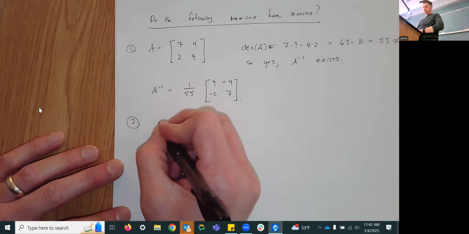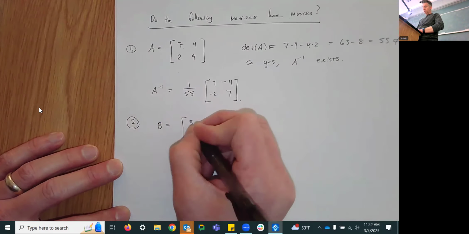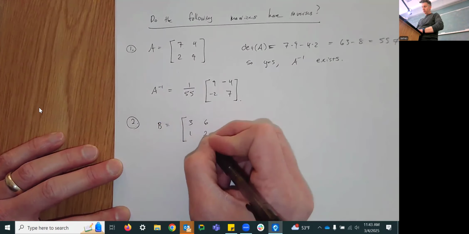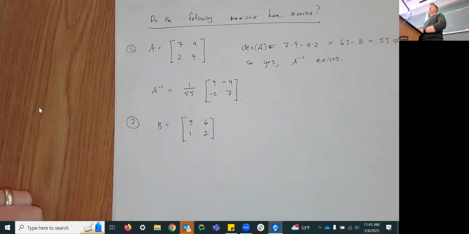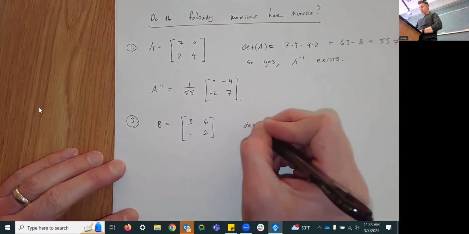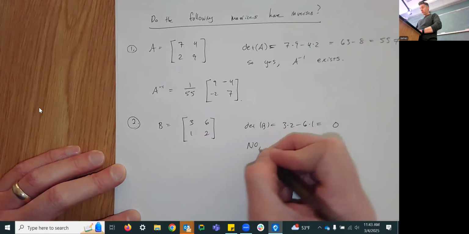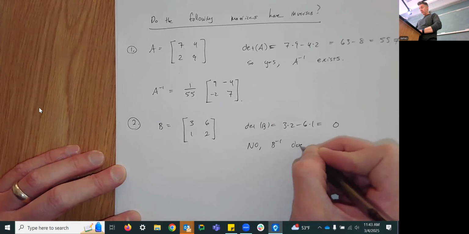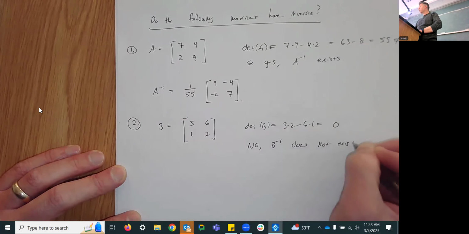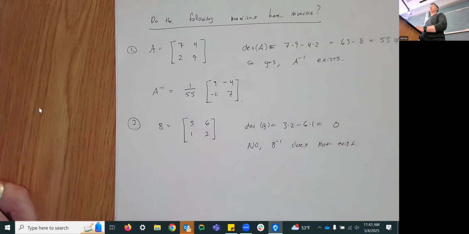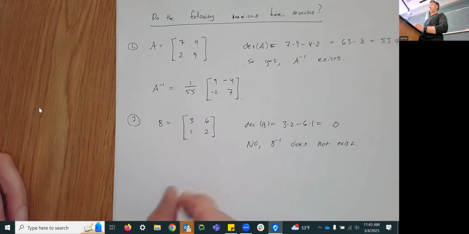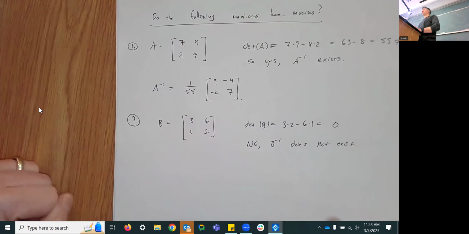How about this matrix? B equal to 3, 6, 1, 2. Yay or nay? Definitely not. The determinant of B is 3 times 2 minus 6 times 1, which is equal to 0. So no, B inverse does not exist. It really is true: there's no matrix that you can multiply this matrix by and get the identity matrix back. It's kind of annoying, but it's true. There are lots of square matrices that are not invertible.